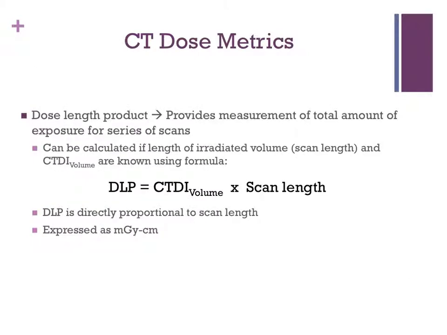The dose length product provides a measurement of the total amount of exposure for a series of scans, and it can be calculated if the length of the irradiated volume and the volume CTDI are known using this formula right here on this page. The DLP is directly proportional to the scan length, so you know that if the scan length increases, then the dose length product will also increase.